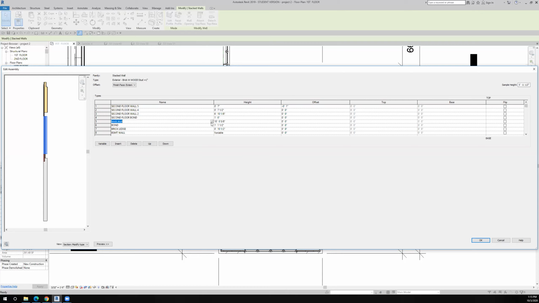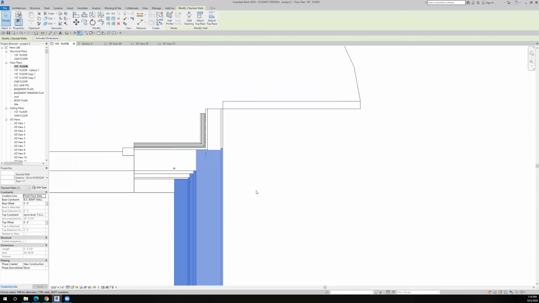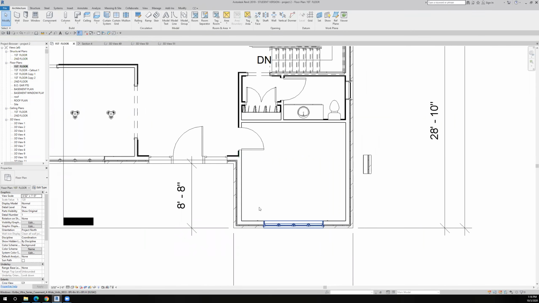So I'm going to change here to brick stud plus 1 inch. I didn't want to globally change the parameters of all of the stacked walls that were defined as brick with wood stud, because I don't want this wall to be an extra inch thick, except in this particular location. So I gave it a new name. This is a unique wall now, and we'll say okay to that, and okay to that. And now let's take a look at what happened. Now my gypsum board lines up, which is what I wanted.